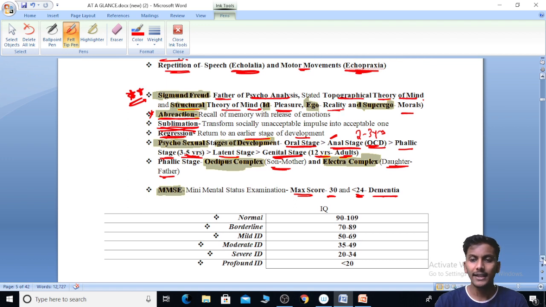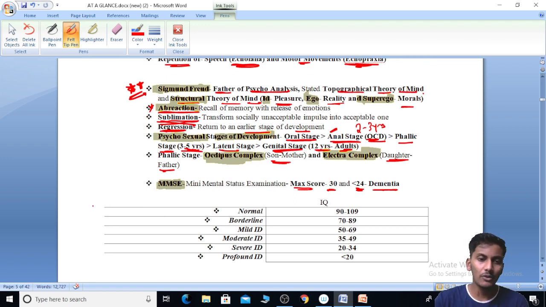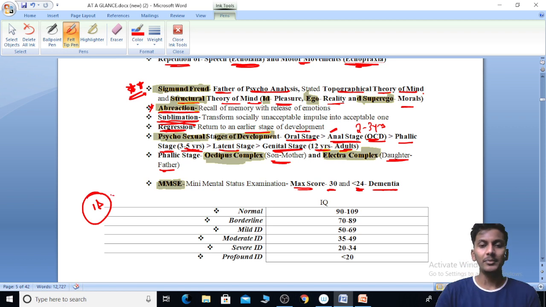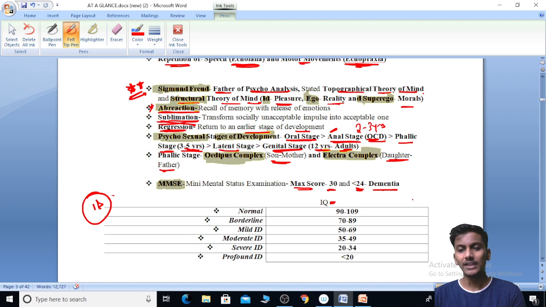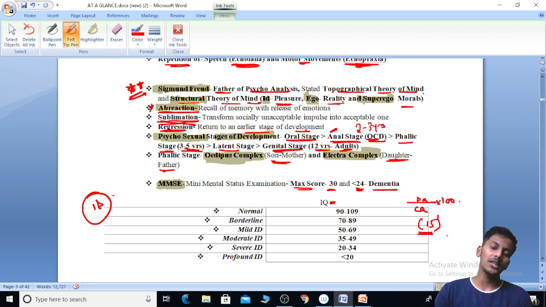Please remember this. Next one guys, we have spoken about intellectual disability, but intellectual disability can be graded. Mental retardation can be graded depending on the intelligent quotient, right? Intelligent quotient is calculated as the developmental age upon the chronological age into 100, right? So chronological age, please remember, is the normal age, and it can only be till 15. Maximum chronological age can only be till 15. Remember this, right? Important one.